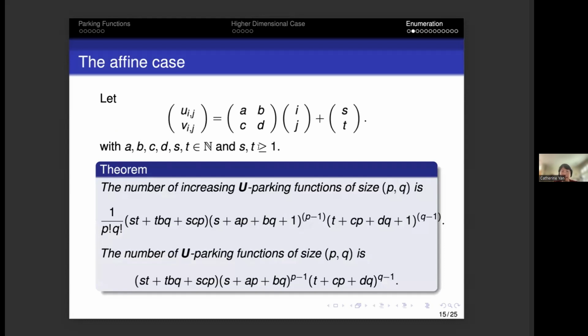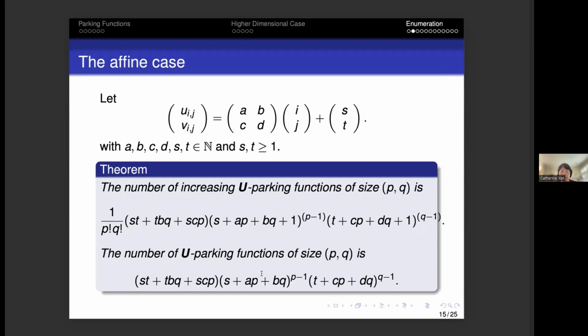That's the case where the weight u_ij, v_ij is actually given by a linear transformation of the coordinate point, where the entries of the matrix are all just non-negative integers. So with some help from the analytic result on the Gončarov polynomial, we can obtain the exact formula for the number of increasing parking functions and general U parking functions in two dimensions.